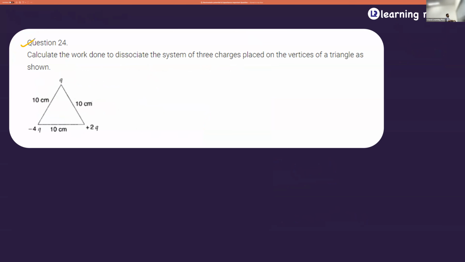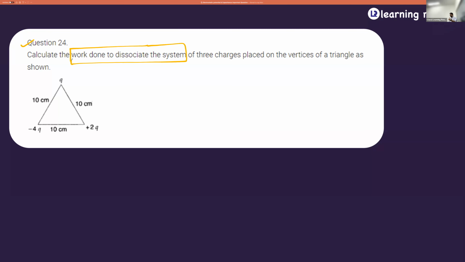So the next question is, calculate the work done to dissociate the system of three charges placed on the vertices of triangle as shown here. Okay. So you need to calculate the amount of work done to dissociate the system. The amount of work that needs to be done to dissociate the system is exactly the same amount of work that we need to put the system together.